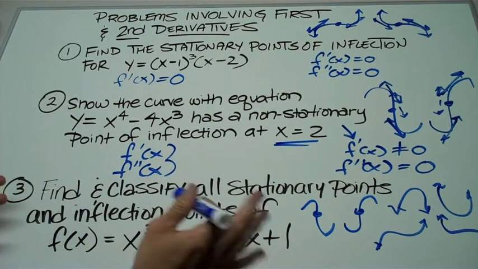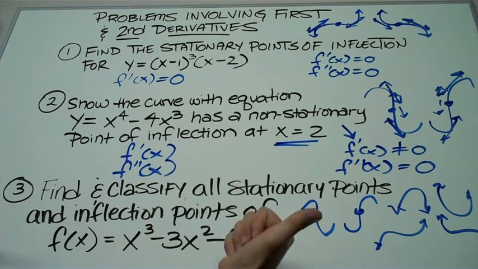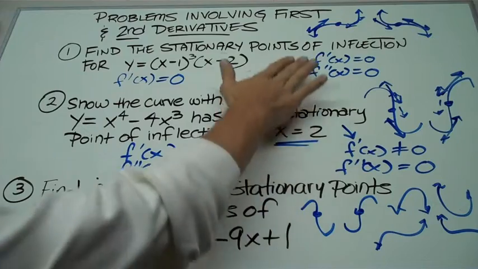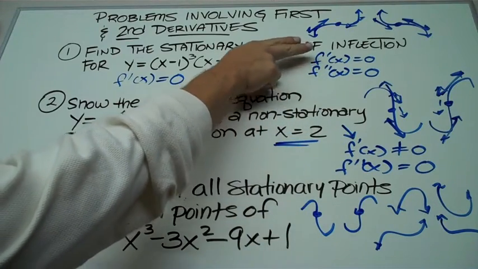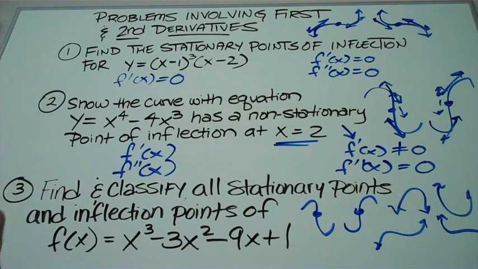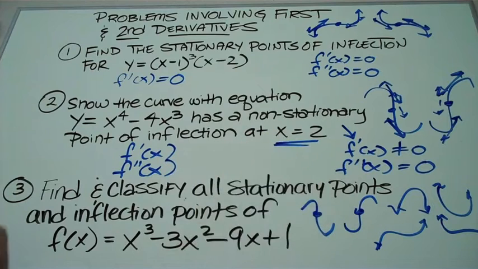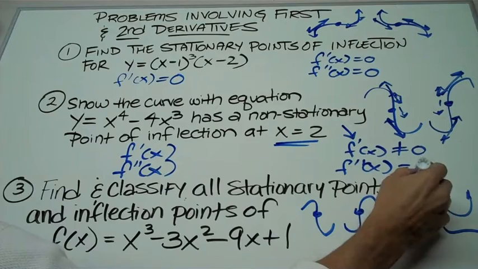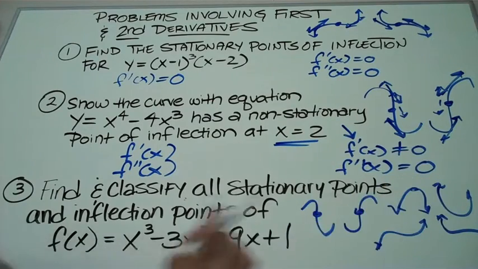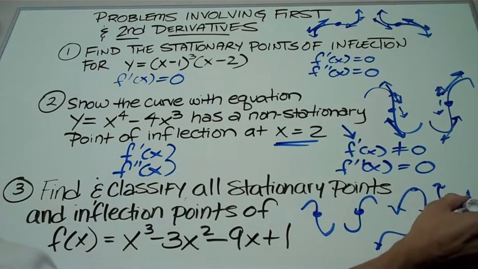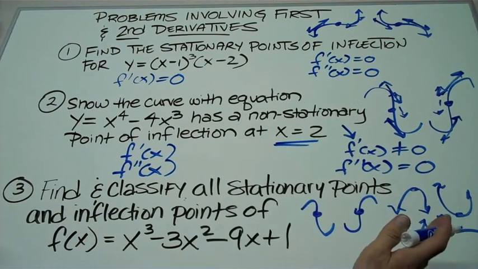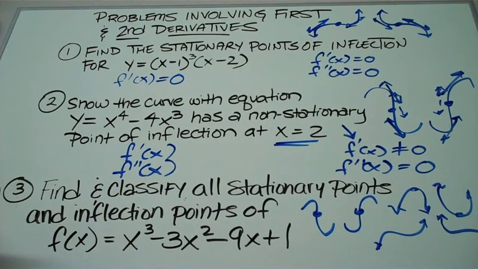Well, we'd have to go through the whole gamut here, looking at the first derivative, the second derivative, and following our rules. For a stationary point of inflection, both the first and second derivative are equal to 0. For a non-stationary point of inflection, our first derivative is not equal to 0, while our second derivative is equal to 0. And then we know for a maximum, we have positive derivatives followed by negative derivatives, and for a minimum, we have negative derivatives followed by positive first derivatives.